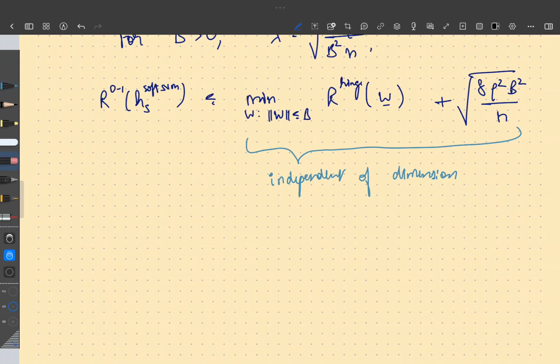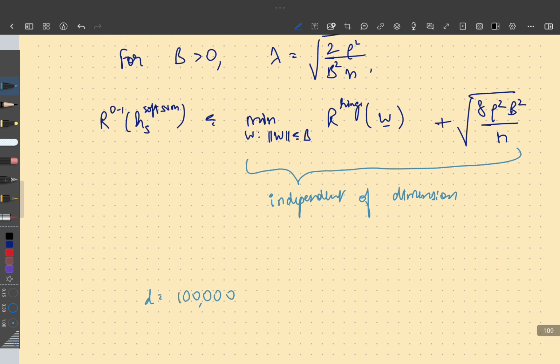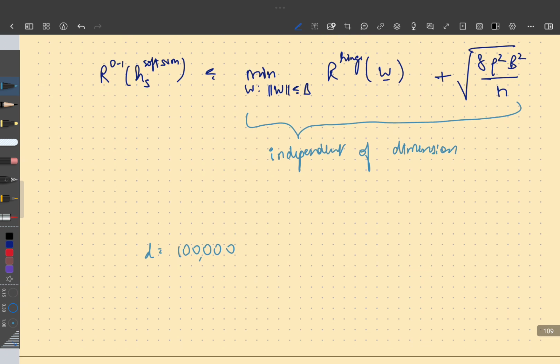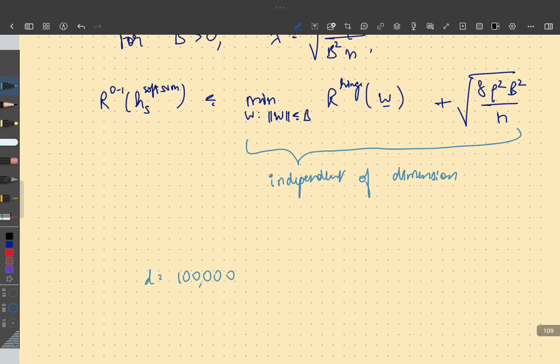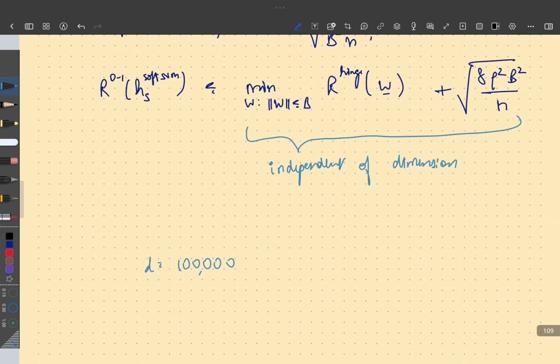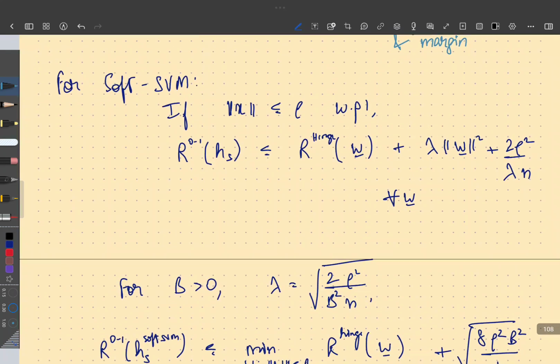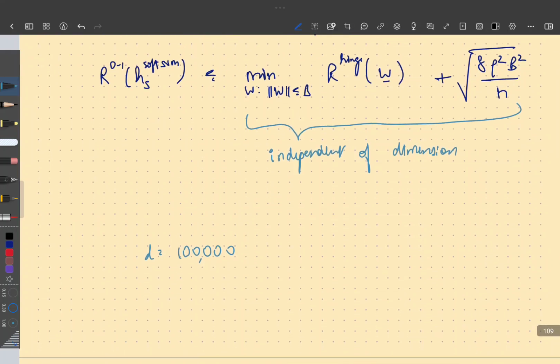So in this particular example, I have d equal to, let's say, 100,000. All of these bounds that I have over here would make sense as long as both rho and B, and in particular rho times B, would be much less than d. Now in this case, what is rho?